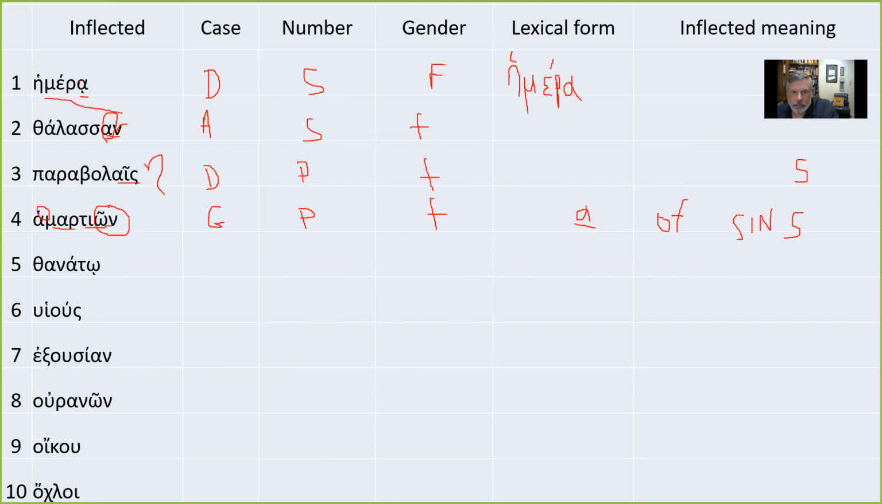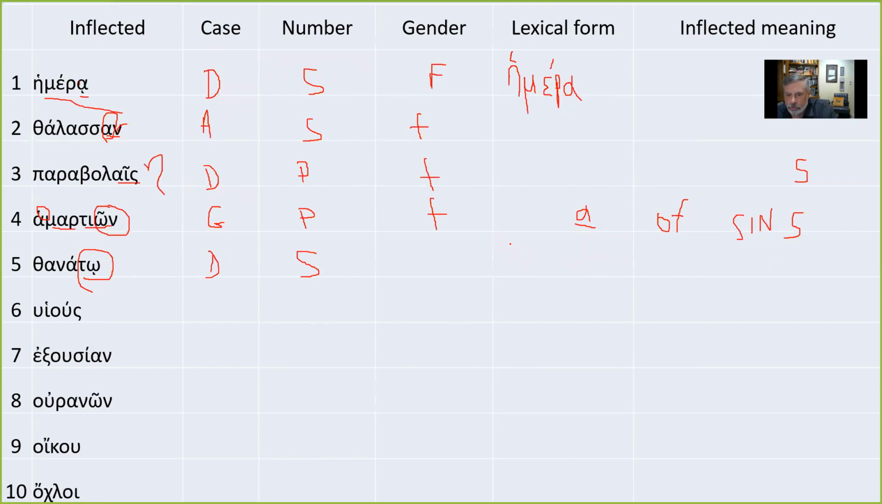Okay. Thanato, well, we have the iota subscript with the omega. And the case is definitely going to be dative, because we have our subscript iota, and it's singular because it's a subscript. And it's not feminine, and the reason I know it's not feminine is because in the feminine, it would be an eta or an alpha iota subscript. But it's an omega, so that's either going to be the masculine or neuter. And the only way I know, again, is if I know its stem ending or its lexical form.